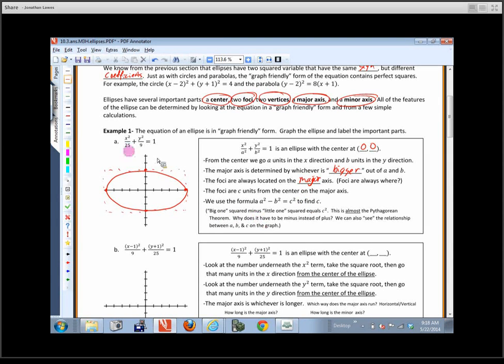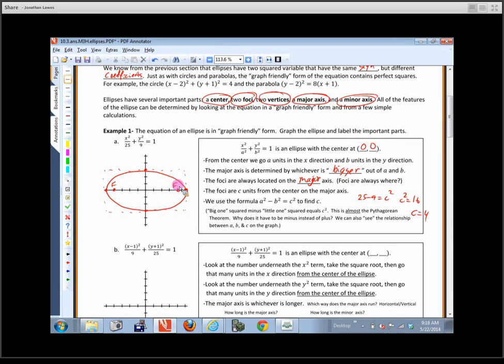So in this case, it's going to be 5 squared minus 3 squared. Or we've got the number sitting right there. So we've got 25 minus 9 equals c squared. So that's c squared equals 16. So c is 4. So that means we're going to go 4 units to the left and to the right. So I go right here and I go right here. So I've got a focus point right here and a focus point right here. Okay? Any questions?